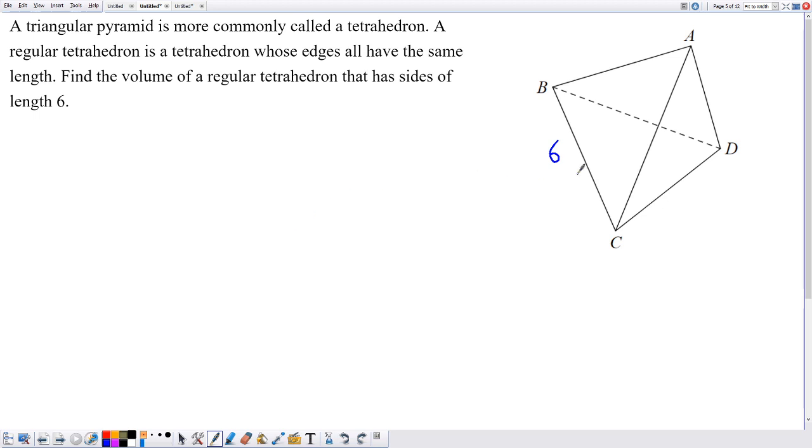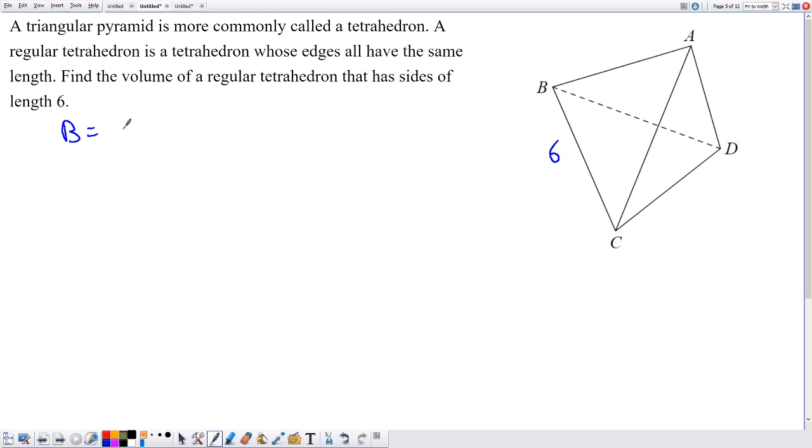So volume. Volume requires us to find the height and the area of the base. Now the area of the base is sometimes called capital B, and that's a relatively easy find. There is a formula that I've covered fairly recently and quite often in the past for the area of an equilateral triangle. BCD is certainly equilateral since all the sides are 6.